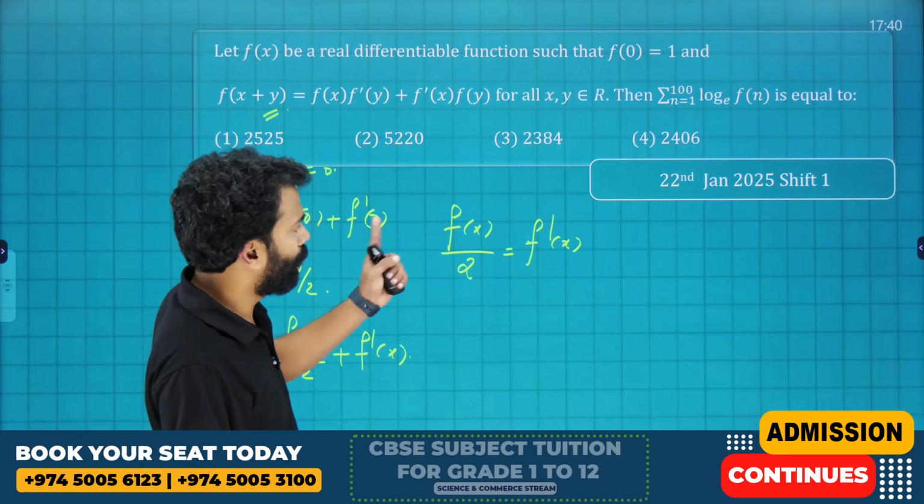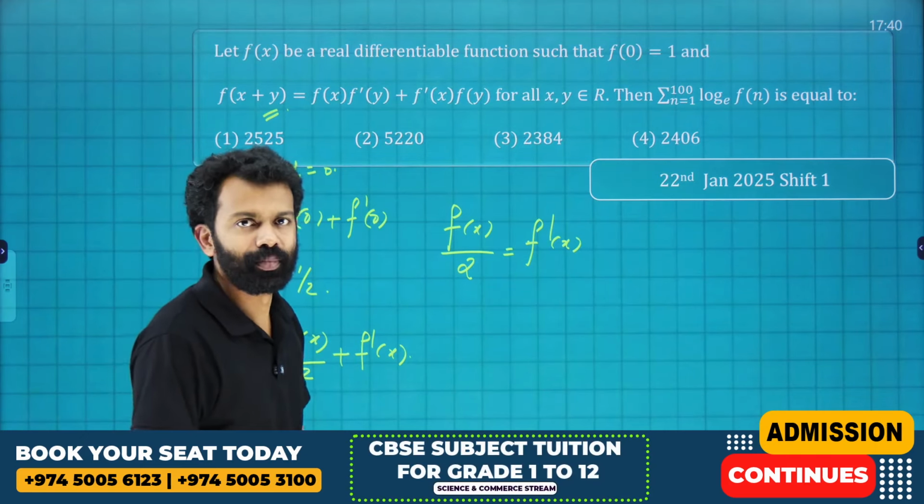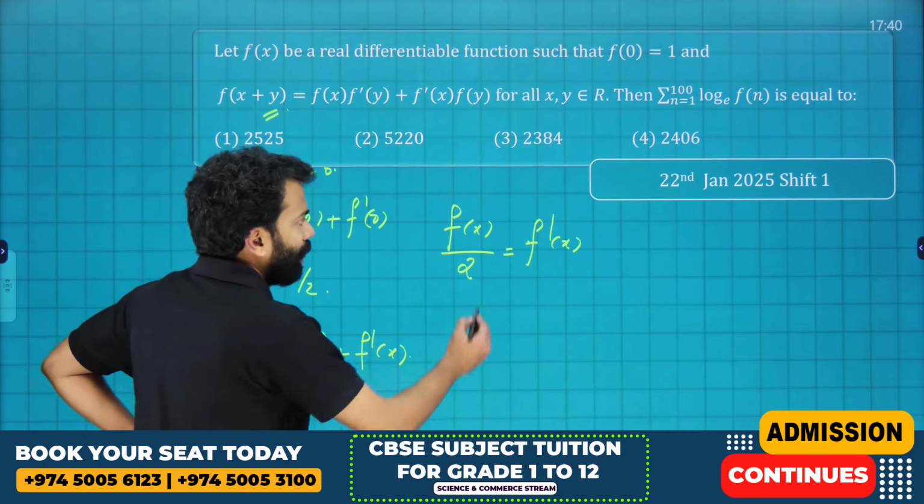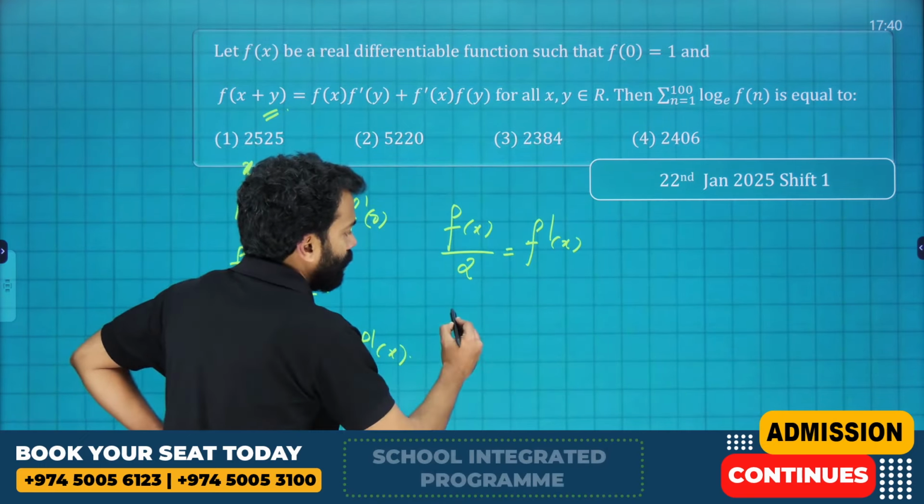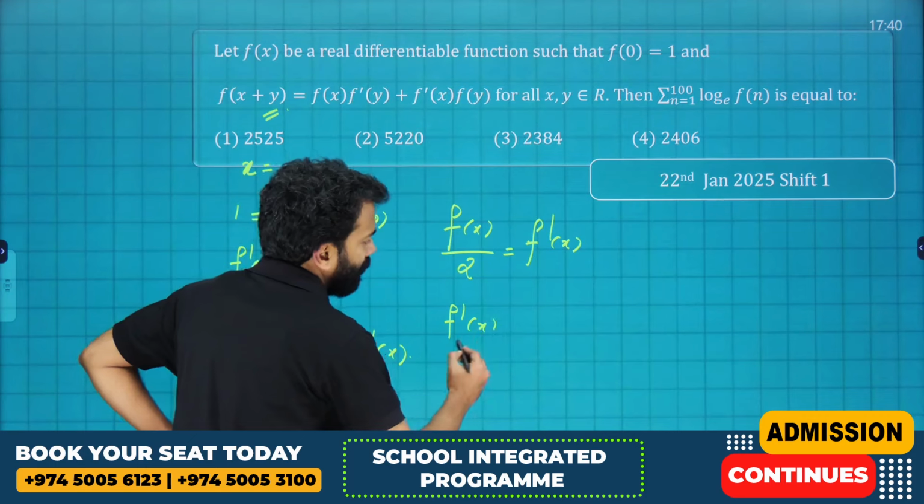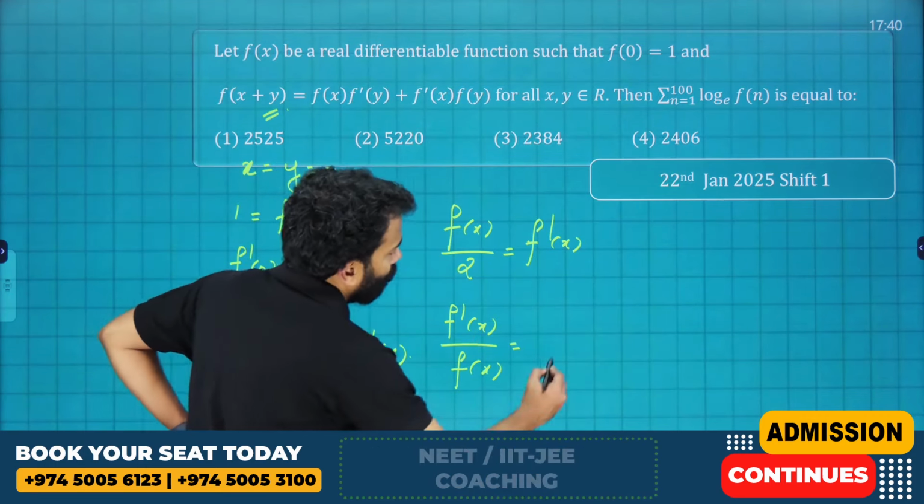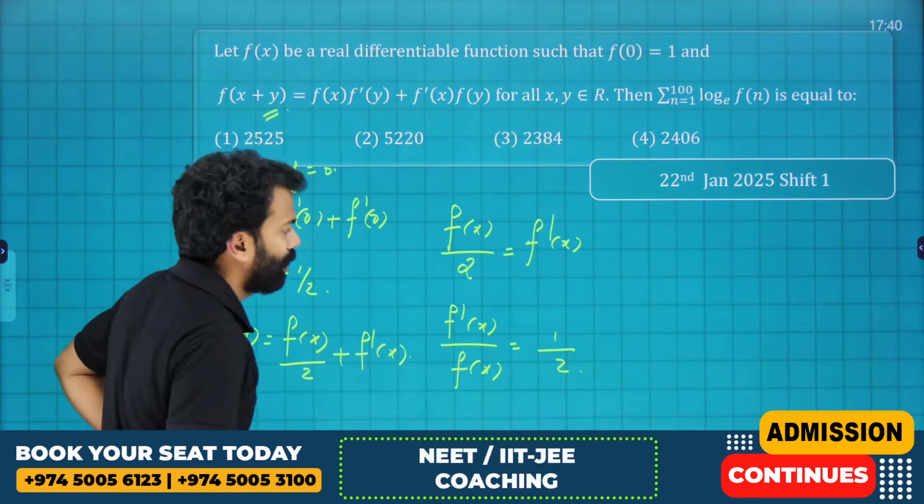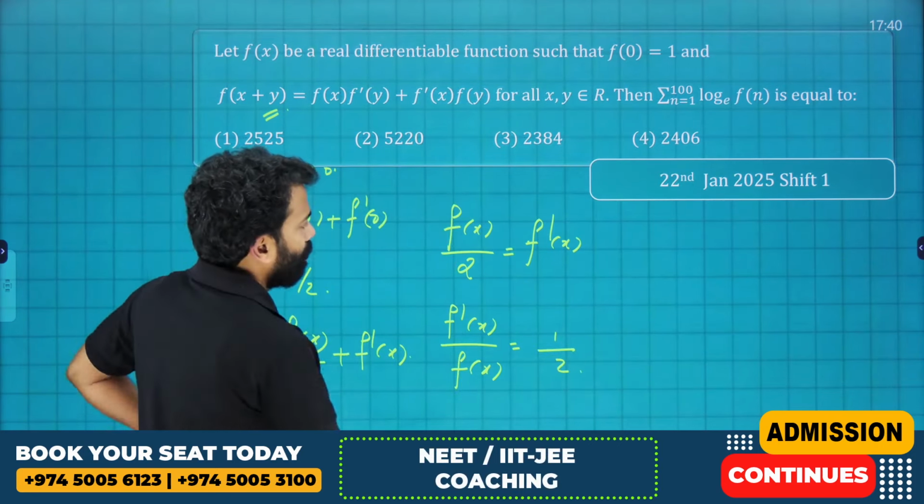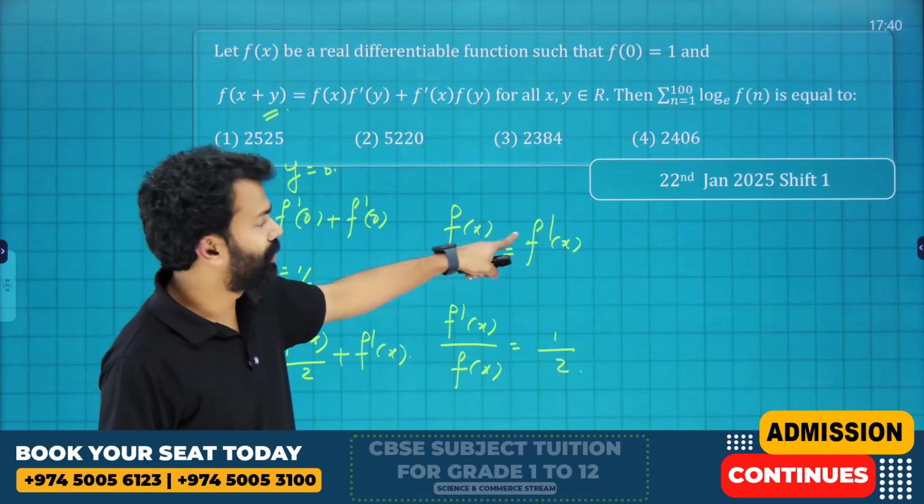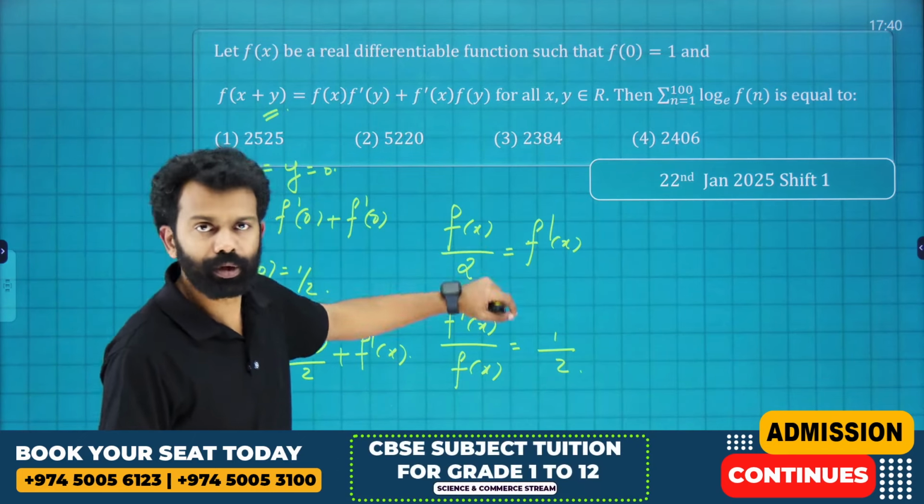And how are you going to formulate it from here? See, what we can do is, I am taking this f(x) to the denominator. You will get f'(x) divided by f(x) is equal to 1 by 2. Okay, and after that, let's do one thing. Basically, it is a differential equation which is in variable separable form.